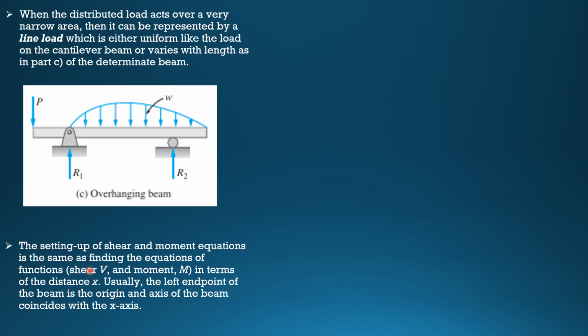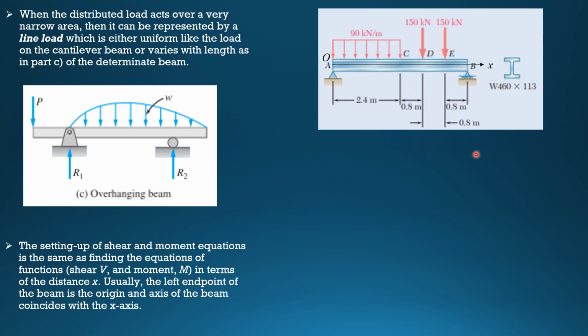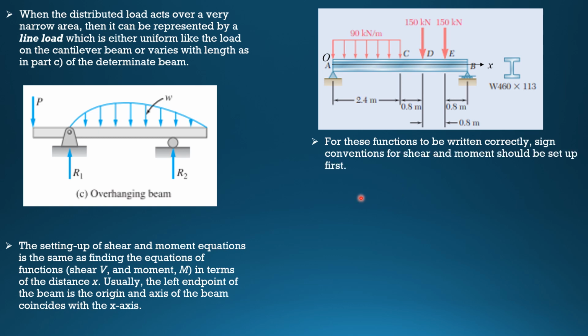For shear, as a start, we draw the free body diagram. Then the equation is summation of forces along y, and there will be a sign convention for shear, for the direction, as well as for moment. So, for instance, this is the simple beam, this is the x-axis, and point A is the origin. For these functions to be written correctly, sign conventions for shear and moment should be set up first.